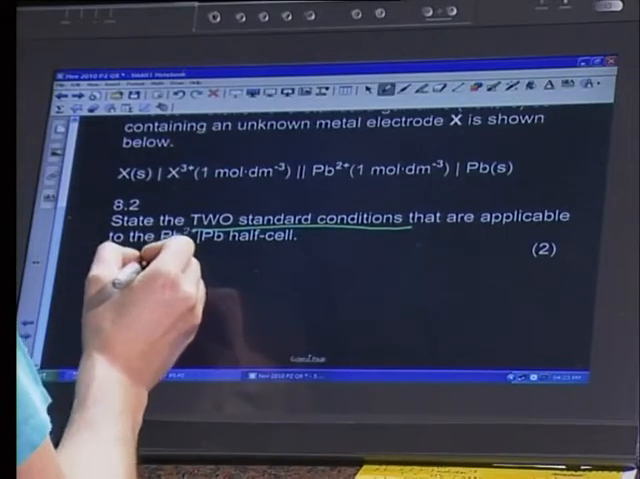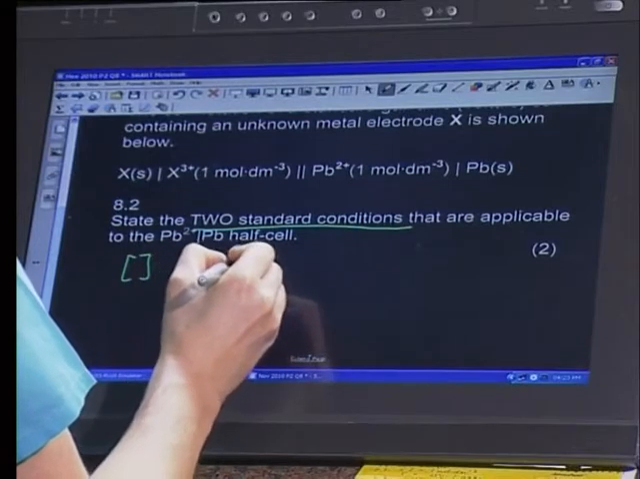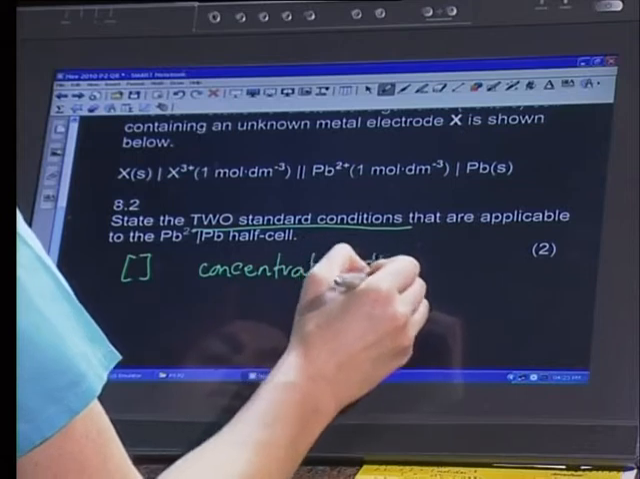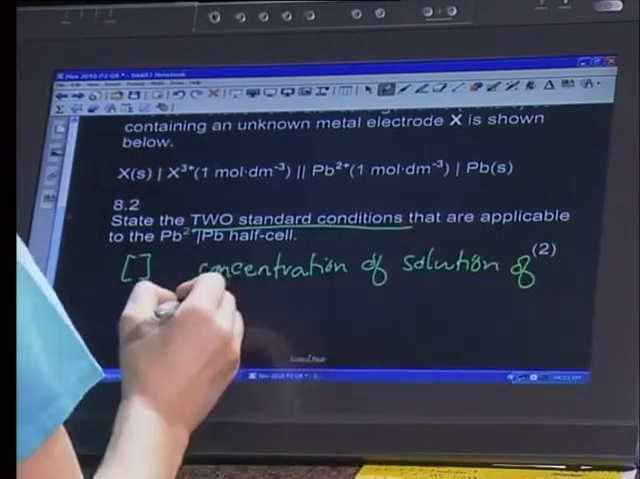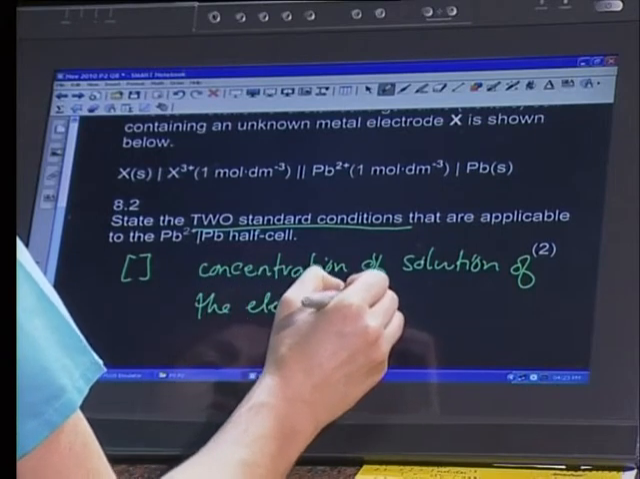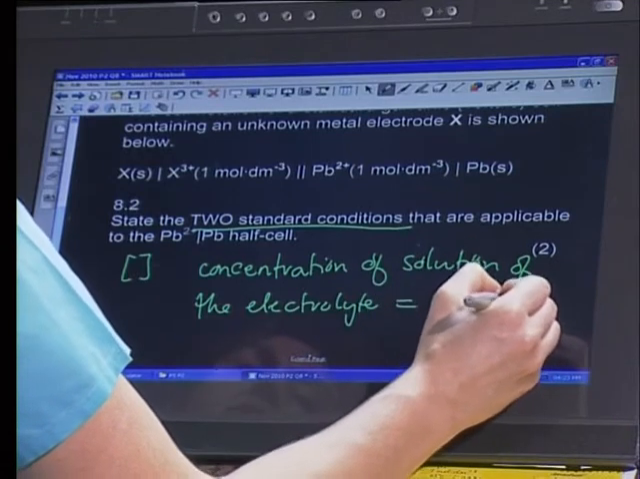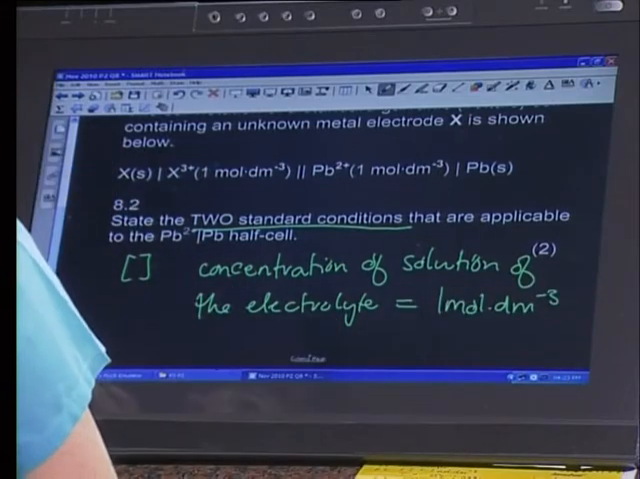First of all, we need to look at the concentration. Remember that the square brackets that we use over there represent concentration, or you could write it out as the concentration of the solution of the electrolyte is equal to 1 mole per cubic decimeter. All right, so that is the known concentration that we have over there.